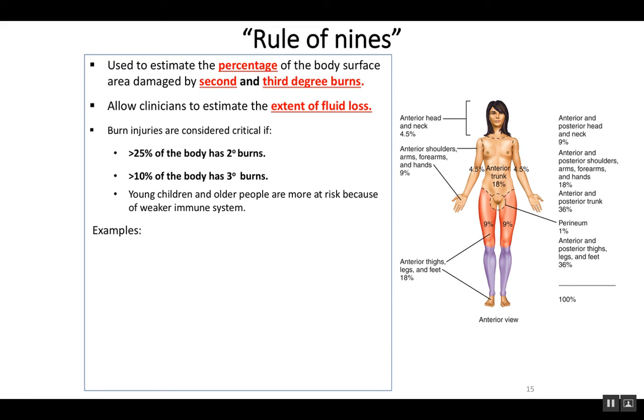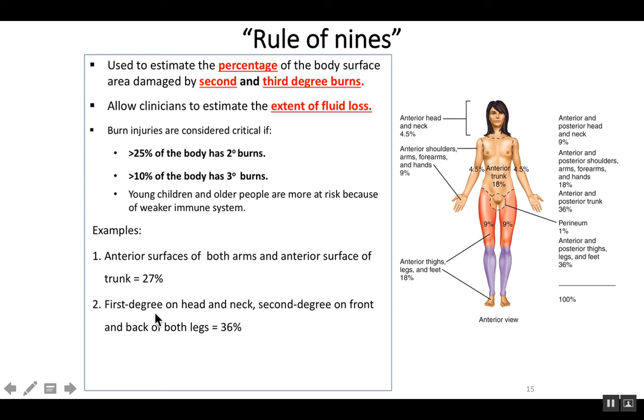So knowing this, you can be given an example and determine the total percentage of the body. For example, the anterior surface of both arms would be 9% total. The anterior surface of the trunk would be 18%, so that would total 27.